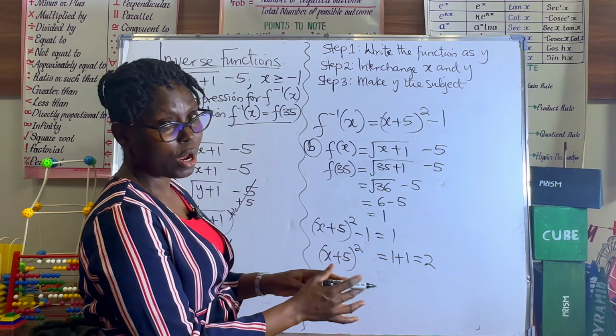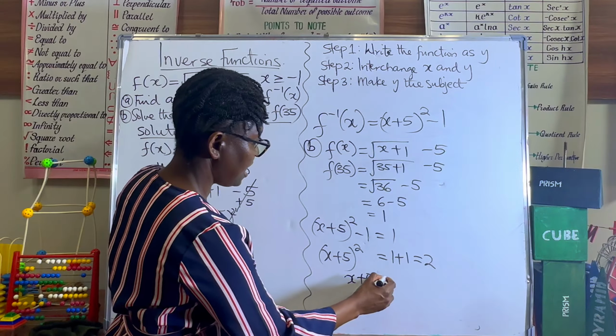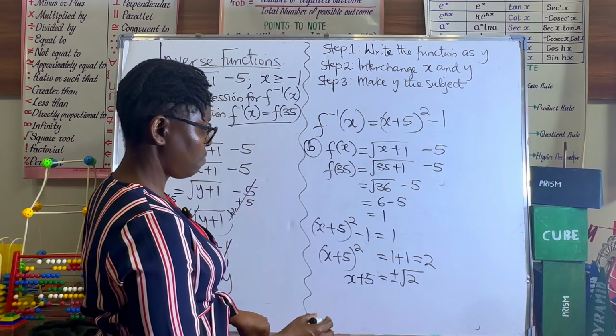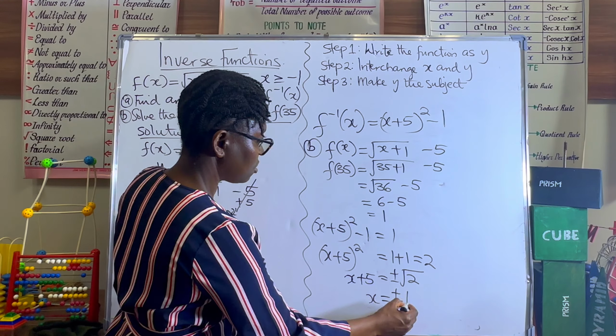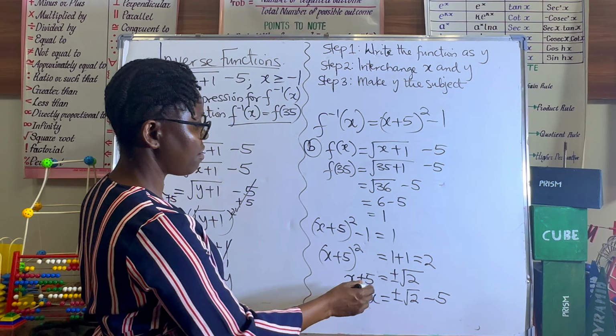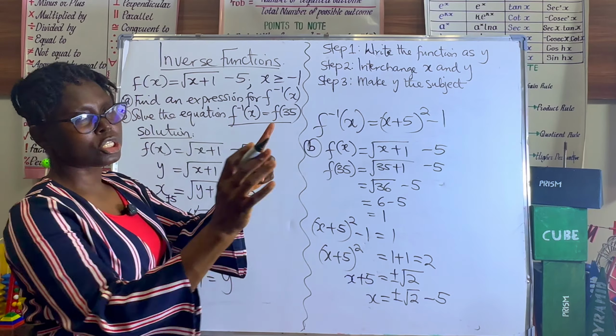So I'm going to take the square root of both sides, so that x plus 5 is now equal to plus or minus the square root of 2. So x would be plus or minus the square root of 2, minus 5, because I'm going to take away 5 from both sides. But then there is a constraint.